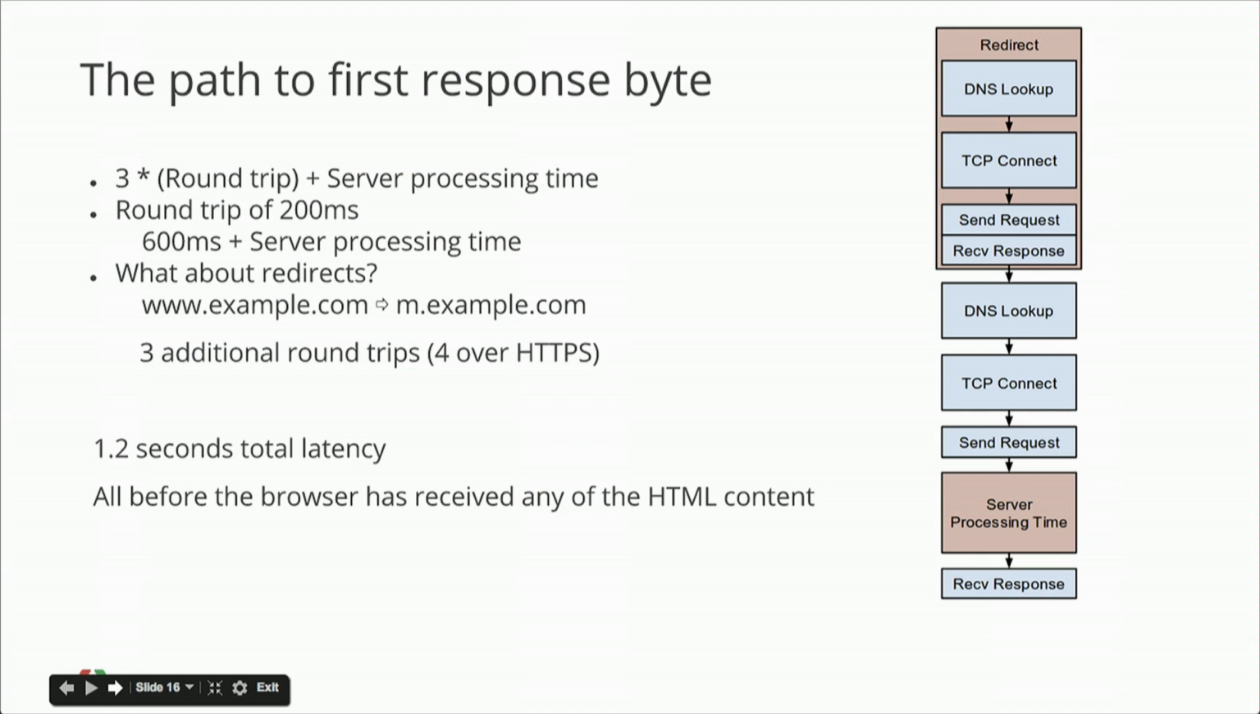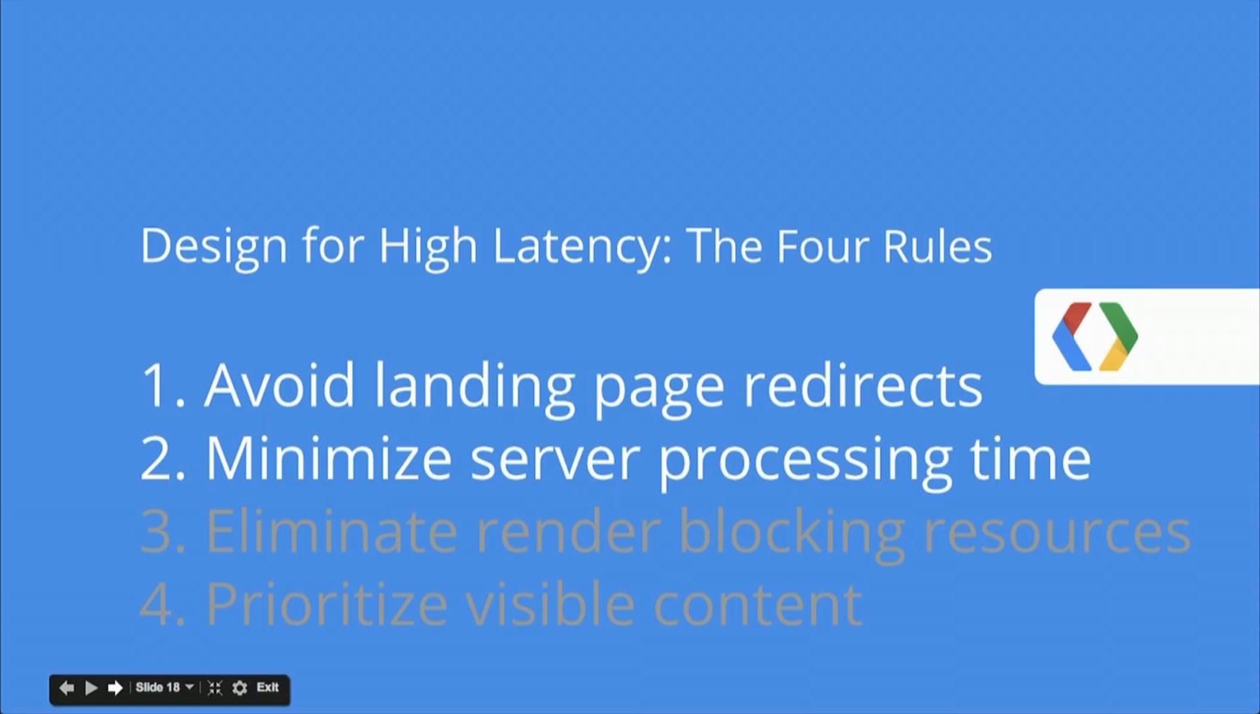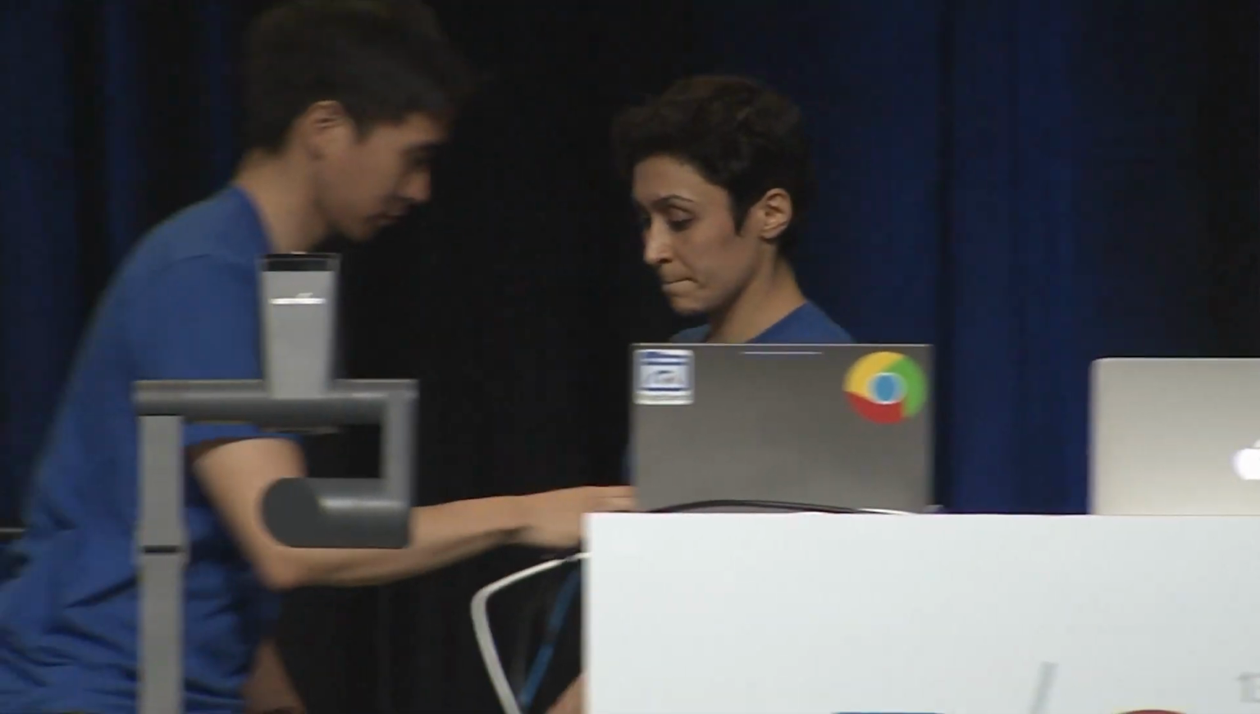Now, if you look at this, there are parts of this that I, as a developer, have no control over, right? I cannot do anything about DNS lookup, TCP connection, send and receive. But what I do have control over is the redirect and server response time. And that brings us to the first 2 rules, that say avoid any landing page redirect and minimize server processing time as much as possible to reduce that latency and to minimize the RTT time. Now, Doantam is going to tell you more about the next 2 rules and why they are really important.